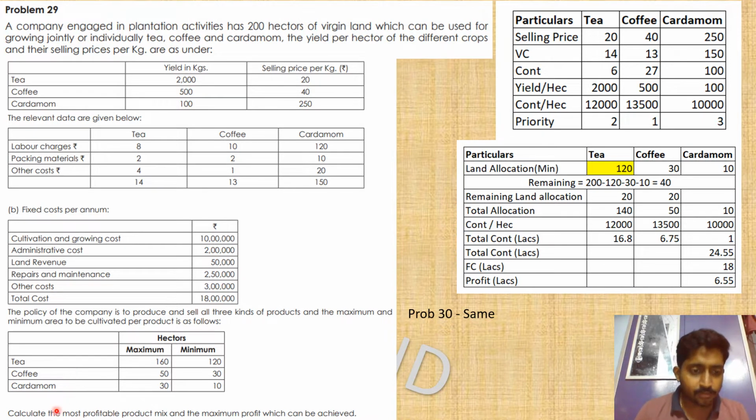So what we have to calculate: the most profitable mix, the maximum profit that can be achieved. If this type of question comes, most students will first see that it occupies more than one side of the question paper, and think, oh, this is a massive question, what will we do. But this is a very simple question.